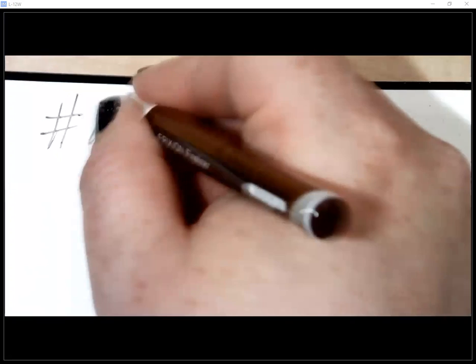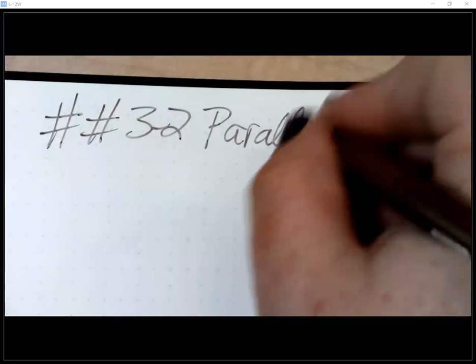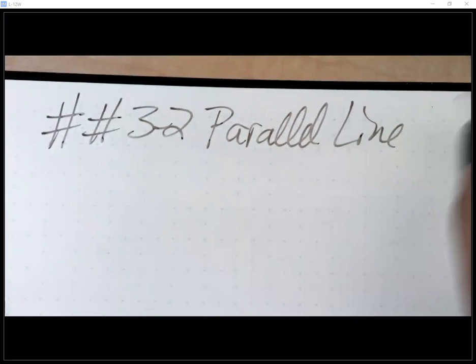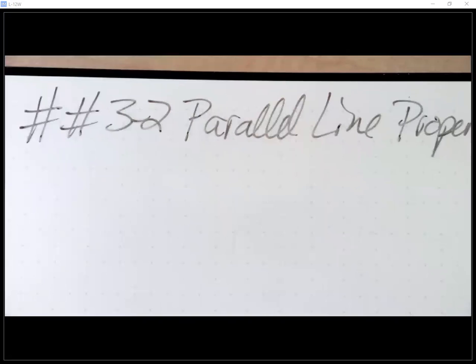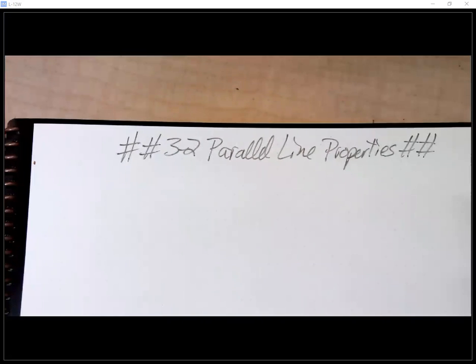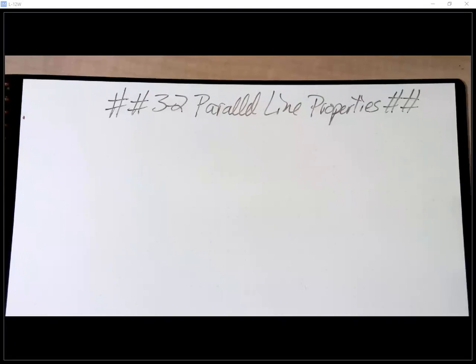Okay, so 3-2 is all about parallel line properties. Oops. Let's fix that. There we go. Parallel line properties. So if you recall from yesterday, we learned how to name all of our angle pairs that we had. So we have our list over there: vertical, corresponding, alternate interior, alternate exterior, and so on.